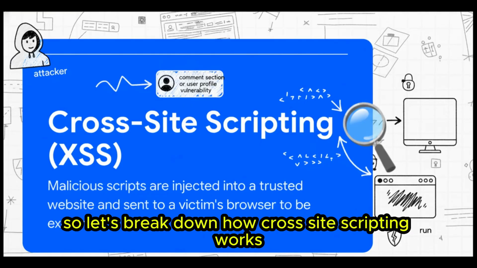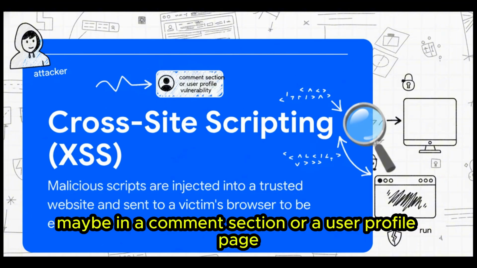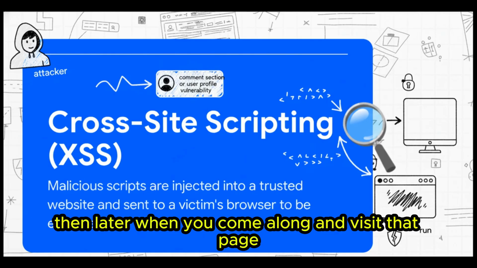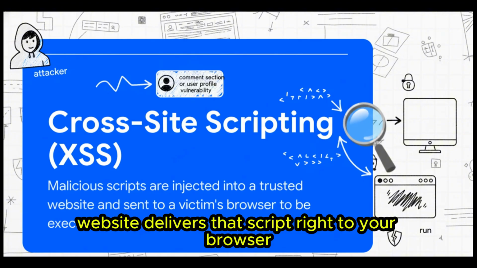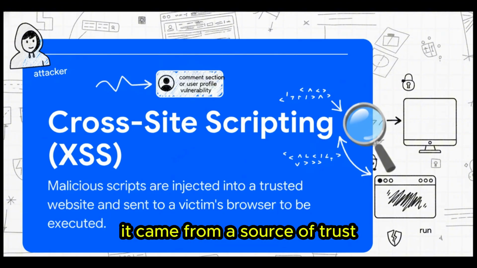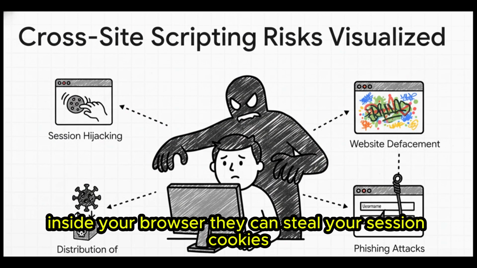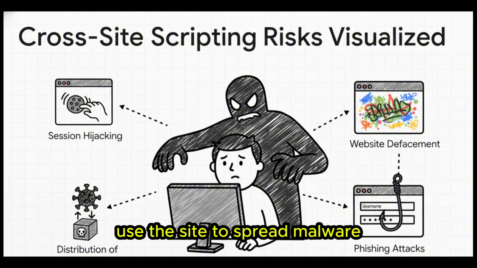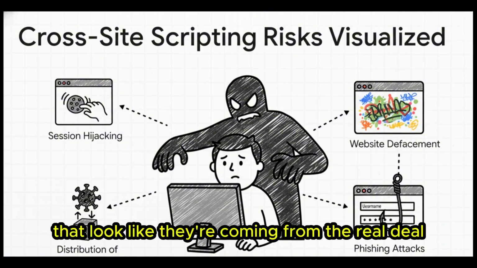So let's break down how cross-site scripting works, because it's pretty clever. An attacker finds a weak spot, maybe in a comment section or a user profile page, and they post a malicious script. Then later, when you come along and visit that page, the trusted website delivers that script right to your browser, which runs it because, hey, it came from a source it trusts. And this lets an attacker do all sorts of nasty stuff inside your browser. They can steal your session cookies to hijack your account, they can deface the website, use the site to spread malware, or even launch super convincing phishing attacks that look like they're coming from the real deal.